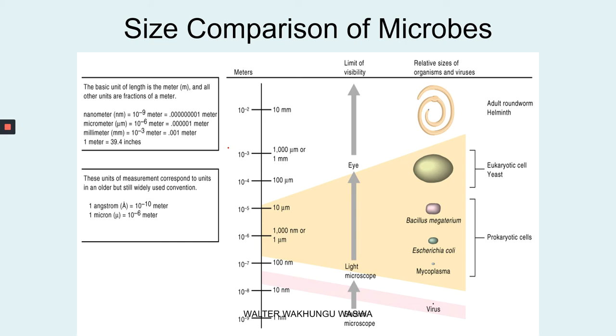A meter is 39.4 inches. These units of measurement correspond to units in an older but still widely used convention. One angstrom is 10^-10 meter. One micron is 10^-6 meters. These are very important measurements.